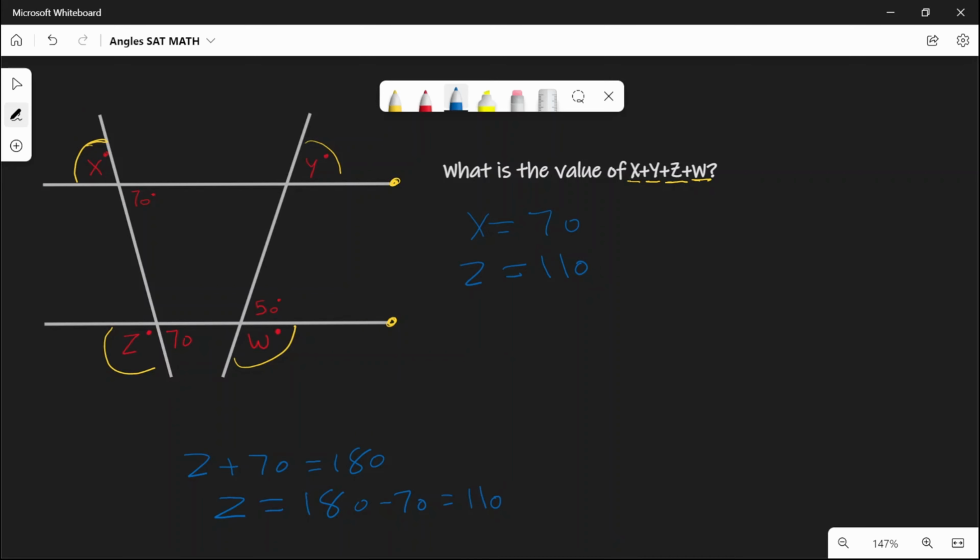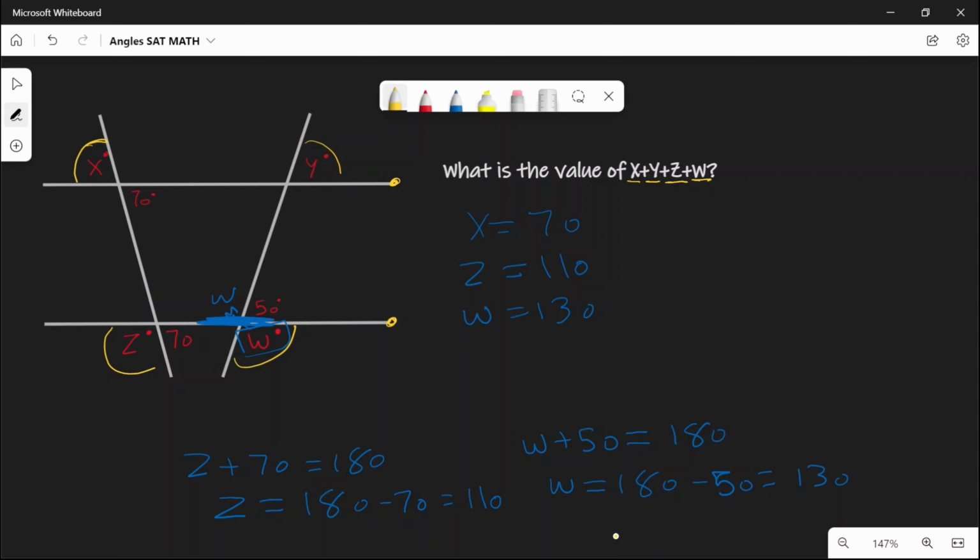What about angle w? We know that opposite angles are equal. So the opposite angle to w is this one here. So this one is equal to w as well. If you take a look, angle W and 50 are both based on the same line. So W plus 50 is equal to 180. Solving for W, we'll get 180 minus 50, which is 130 degrees. So W is equal to 130.